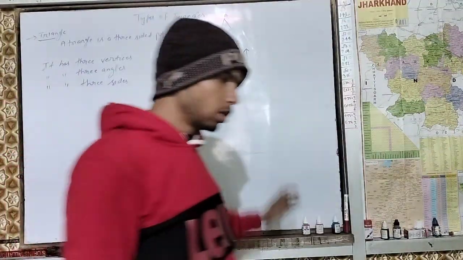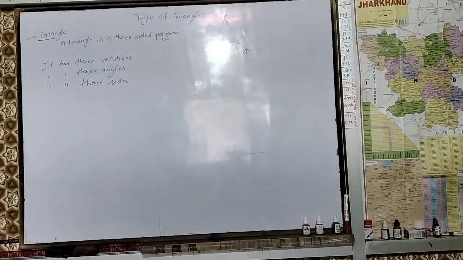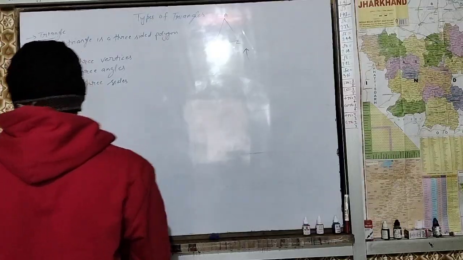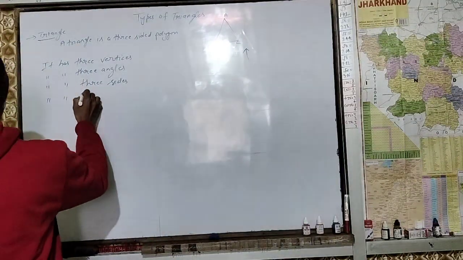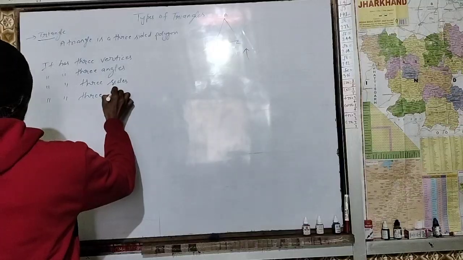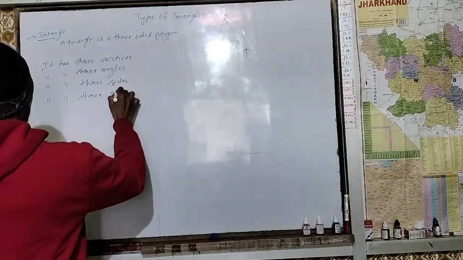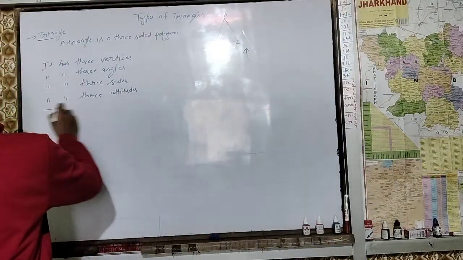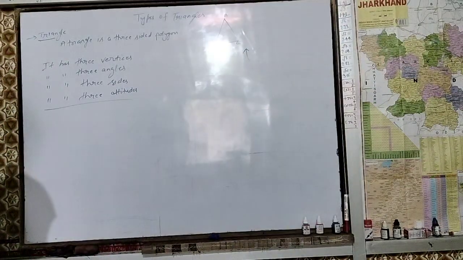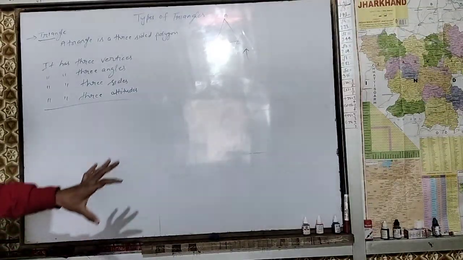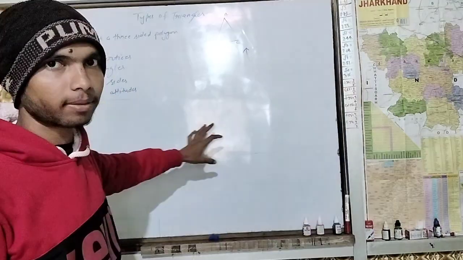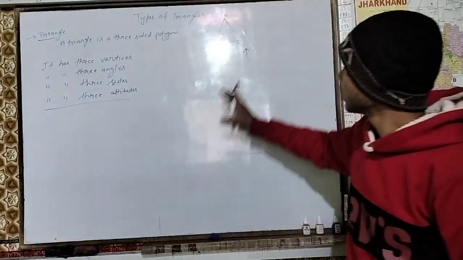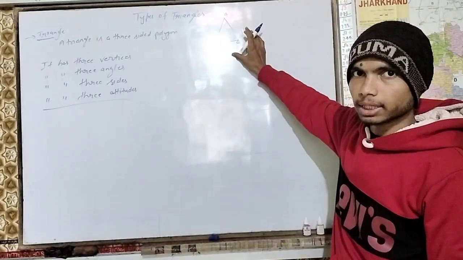What else? When it comes to altitudes, it also has three altitudes. If all these are present to create a triangle, then we can say yes, this figure is a triangle.